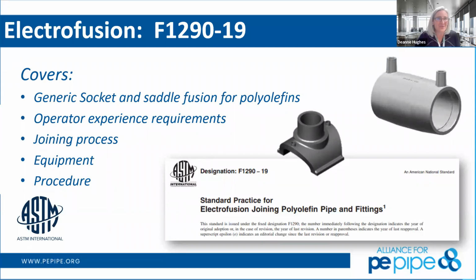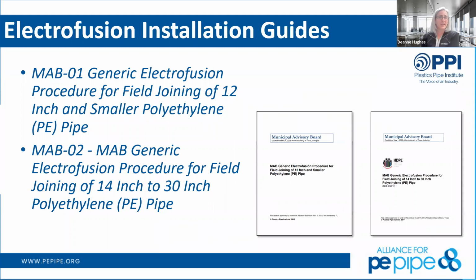Whether you're preparing that area for an electrofusion joint or for a butt fusion, socket or saddle fusion, it's very similar. You're basically melting the material so that it can be rejoined together under pressure. Great point. So there's two guides out there I would point you to from a standpoint of installation guides, both done by the Municipal Advisory Board.